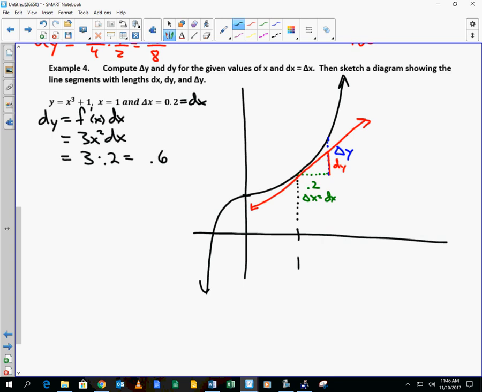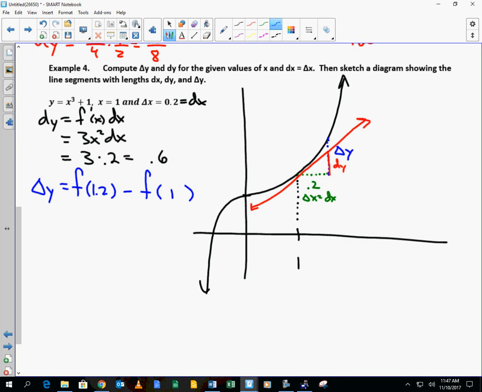So which segment up here does 0.6 represent? The green, the red, or the blue? It represents the red. So when I compute the blue segment, is it going to be bigger than 0.6 or smaller than 0.6? And it's very easy for us to calculate our delta y value. Delta y is just going to be the function evaluated at those two spots. So we're going to type in f of 1, but if we went over 0.2, that'll bring us to 1.2.